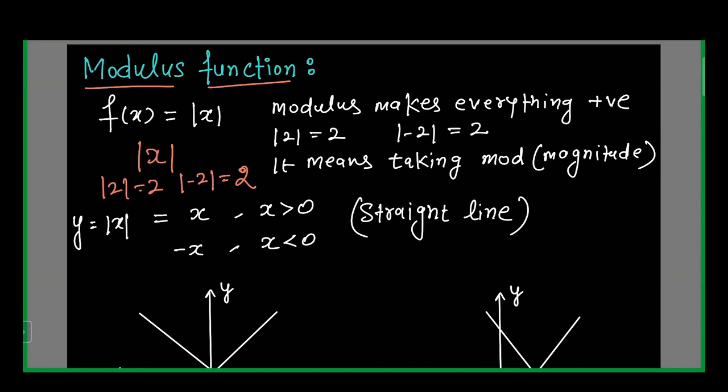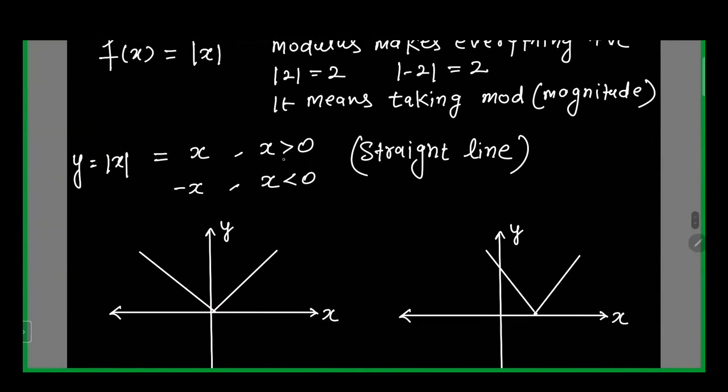So how can you represent the modulus function? If the value of x is greater than 0, then your modulus function is simply x. Why? As I mentioned, if x is greater than 0, it means x is 1, 2, 3, 4, so mod of 2 is also 2, mod of 3 is also 3. Whatever the value of x is, that is the value of the function. So mod x equals x if x is greater than 0. But if x is less than 0, then mod x is minus x.